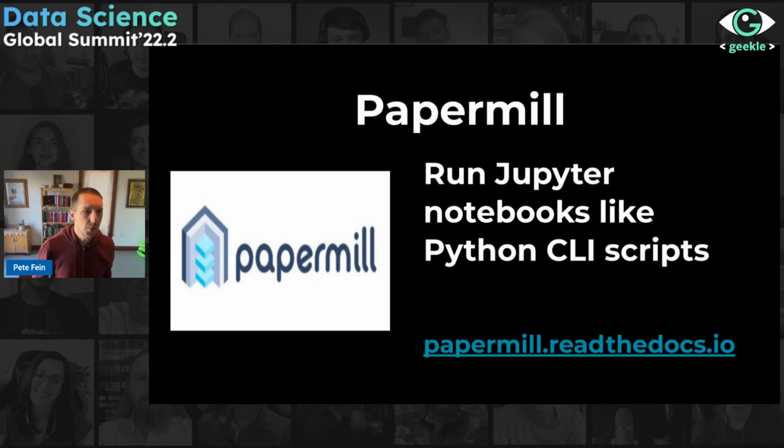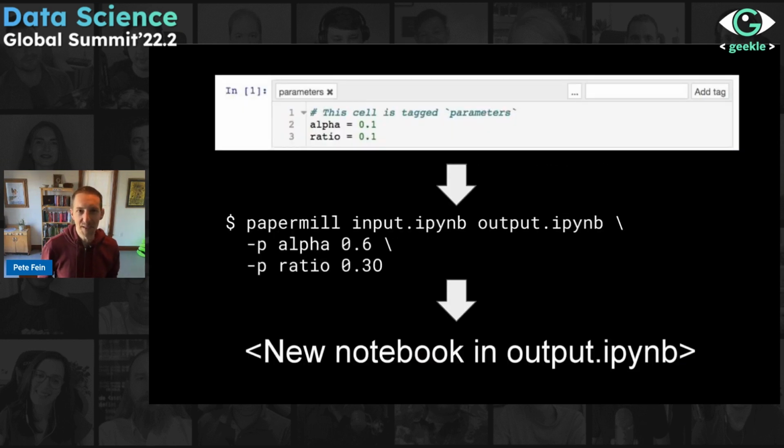A really good tool for this is called Papermill, and it lets you run Jupyter notebooks like a Python command line script. This is sort of deceptively simple. What you do is you tag one of your cells called parameters. You see this up at the top. And the variables defined in that cell become accessible as command line arguments through Papermill.